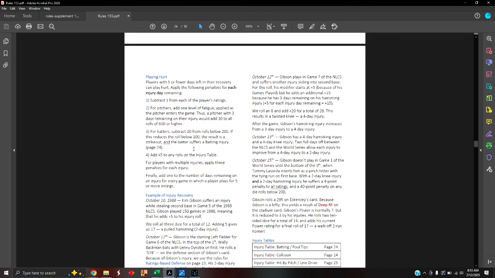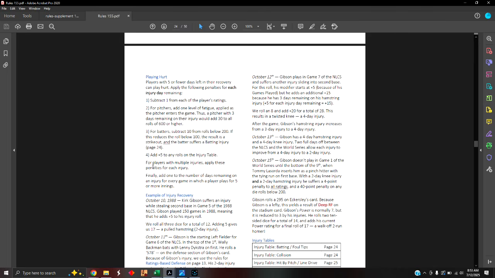So let's say you roll a 107 and you have 2 days. Well, -20 takes you below 100. So it's going to be a strikeout, plus there's going to be another injury, a batting injury that the player suffered also. So when you play injured, you run the risk of another injury.